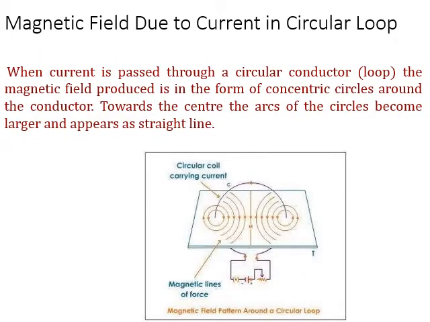Magnetic field due to current in a circular loop. When current is passed through a circular conductor or loop, the magnetic field produced is in the form of concentric circles around the conductor. Towards the center, the arcs of the circles become larger and appear as a straight line.